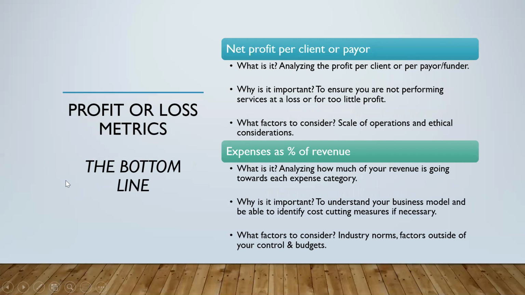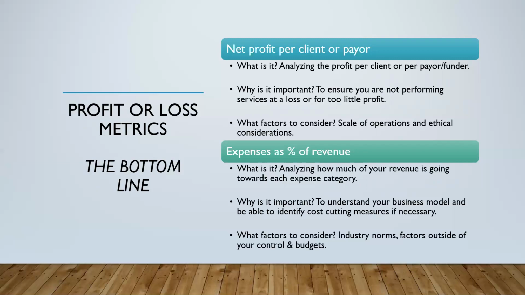So next we'll look at profit or loss metrics, which is the bottom line, right? At the end of the day, you want to know, did I have a profit or did I have a loss, and how much? I suggest you look at it on a per client or payer basis, depending on your size. If you're small, you can do per client. If you're getting rather large, you might want to look at per payer. So it's analyzing the profit per client or payer or funder: looking at the total revenue for that client or payer, total expenses, and then the profit.